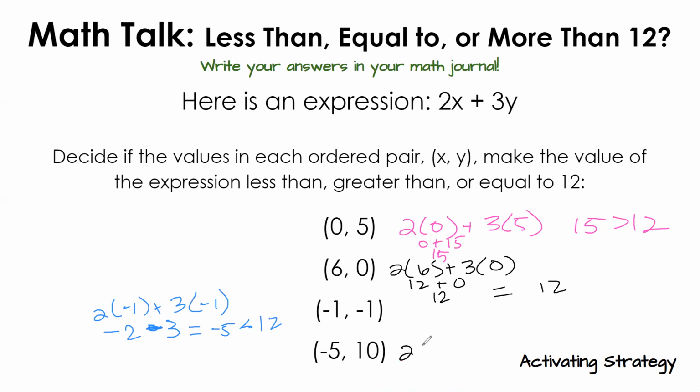The last one, 2 times -5 plus 3 times 10. When I multiply that out, I'm going to get -10 plus 30, which is going to give me 20. Is 20 bigger than, less than, or equal to? Greater than. Yay.